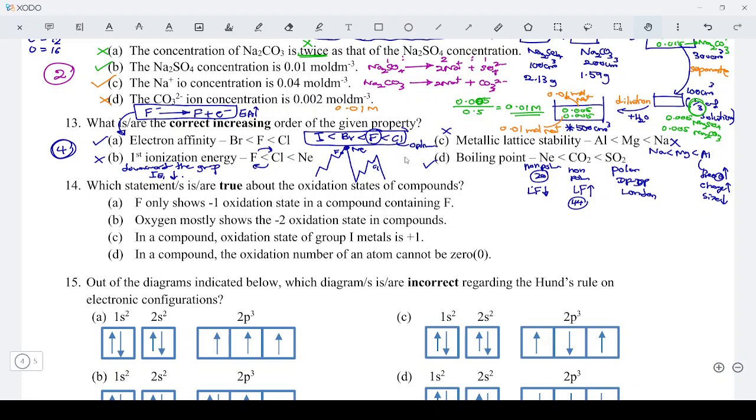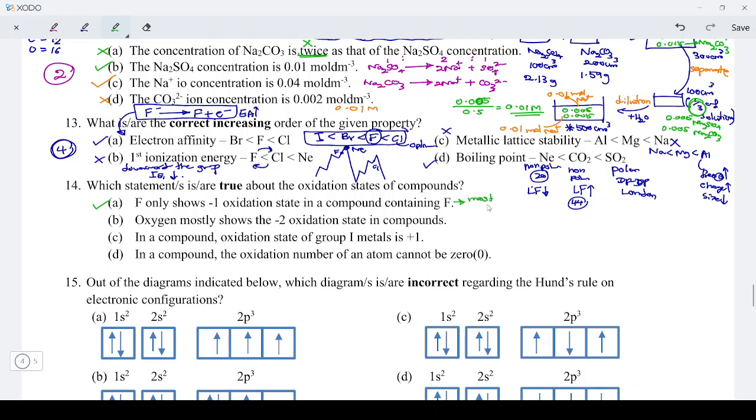About the 14th one, which statement is true about the oxidation states of compounds? Oxidation states. Only fluorine shows a -1 oxidation state in a compound containing F. When fluorine makes compounds, it's always -1. That is a fact, right? That's true. Why? Because fluorine is the most electronegative element.